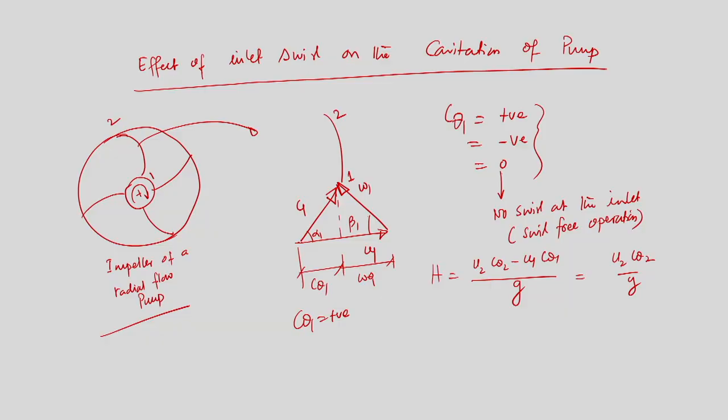But for this negative component of C theta 1, if we draw the triangle, since for a given inlet diameter of the impeller the tangential velocity at the inlet remains the same, if we have a negative C theta 1, that is, the incoming fluid and impeller rotate in different directions. So we may have this C 1, C theta 1, and to keep U 1 fixed, we have a higher relative velocity at the inlet. Since U 1 is fixed, this is C 1, this is negative C theta 1, and this is W theta 1.